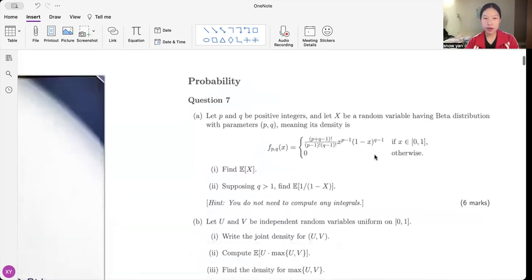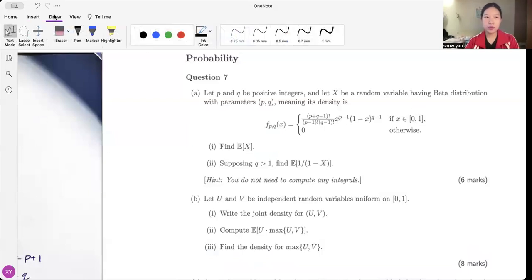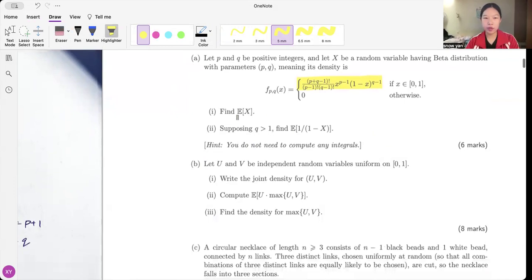Part A, we have: let P and Q be positive integers and let X be a random variable having beta distribution with parameters P and Q, meaning its density is this function over here. So from 0 to 1, we have this expression, and otherwise it's 0, so it's only in the 0, 1 region that we really care about. In the first part, we're trying to find the expectation of X.